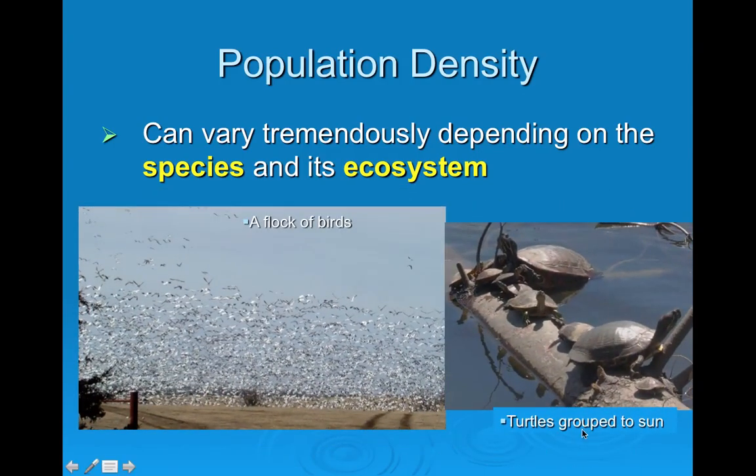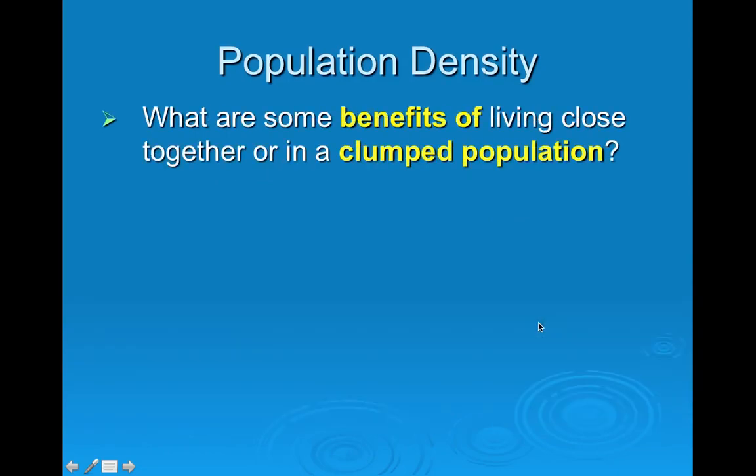Here's some more examples. Flock of birds, high population density. If we talked about just this log right here, we see that we have a very high population density of turtles on it. They're occupying many of the square centimeters on there. So, what are some benefits of living close together in a very clumped population?